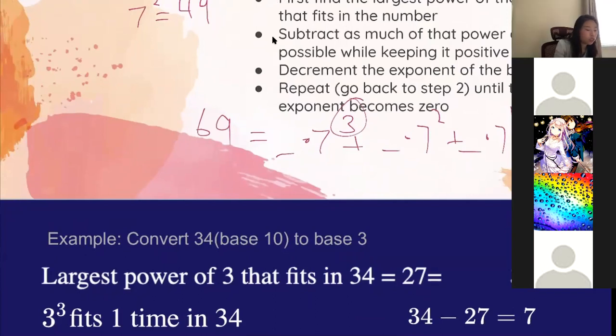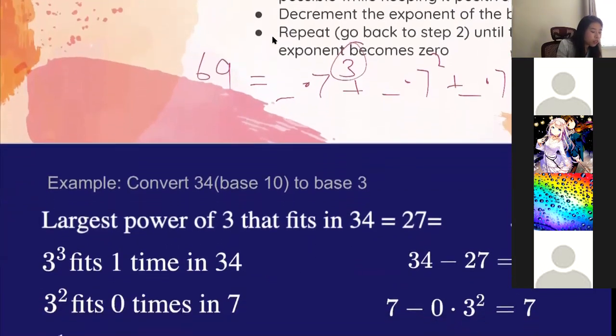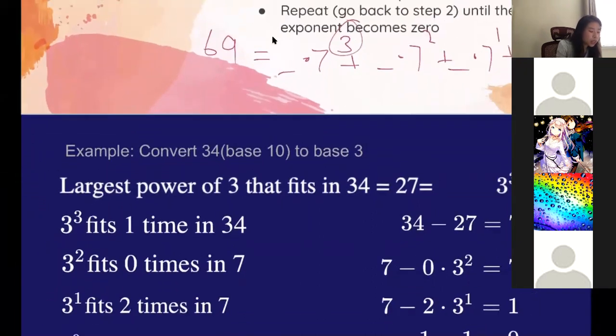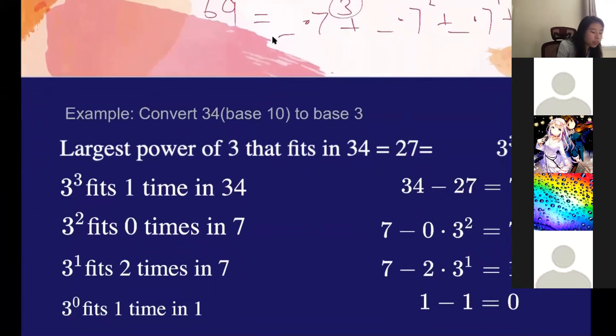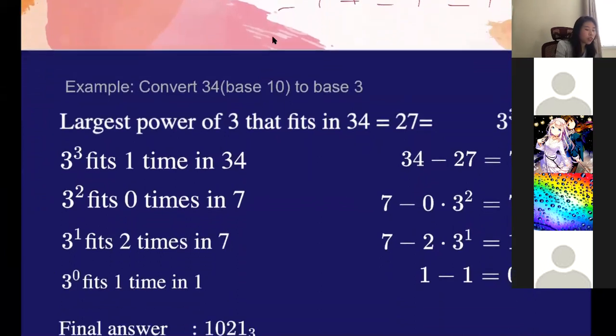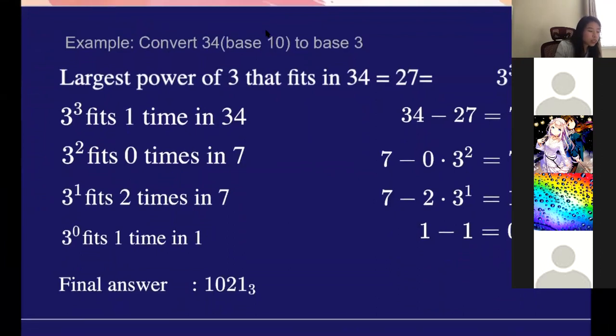You're left with 3 to the 2, which is 9. How many times does 3 to the 2 fit into 7? 0 times, because 3 to the 2 is 9. Now 3 to the 1. How many times does 3 to the 1 fit in 7? It fits 2 times, and 7 minus 6 leaves you with 1. And how many times does 3 to the 0 fit? One time. So once you've done this, you get 1021, and you find that 1 times 3 to the cubed plus 0 times 3 to the squared plus 2 times 3 to the 1 plus 1 times 3 to the 0 equals 34.